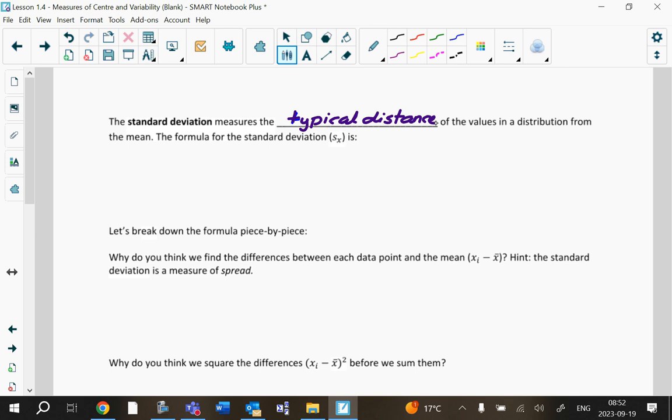So this, like I said, you definitely want to remember, because that's the phrase you use when you interpret the standard deviation. Whatever number you get for the standard deviation, you would say the typical distance of the values from the distribution is whatever the standard deviation number is from the mean. Okay.